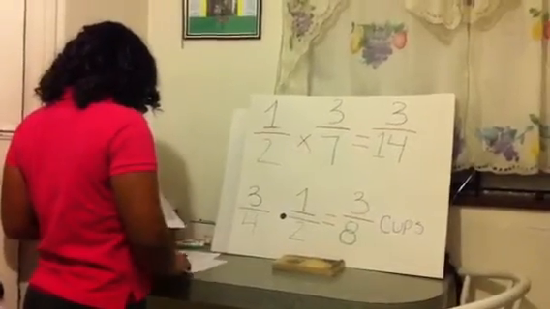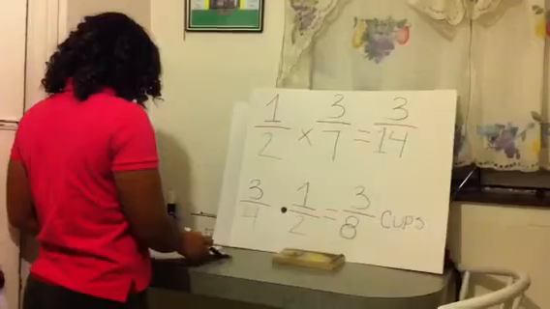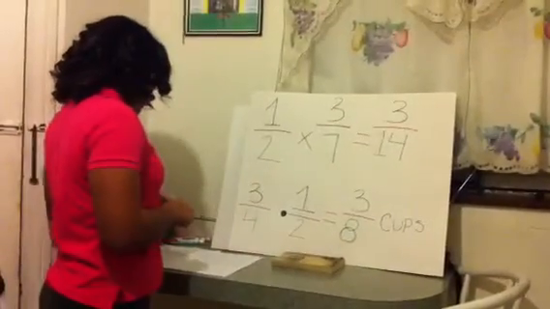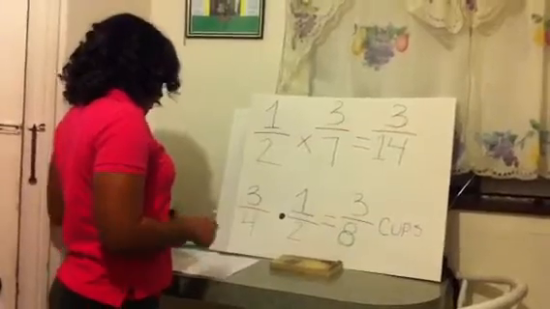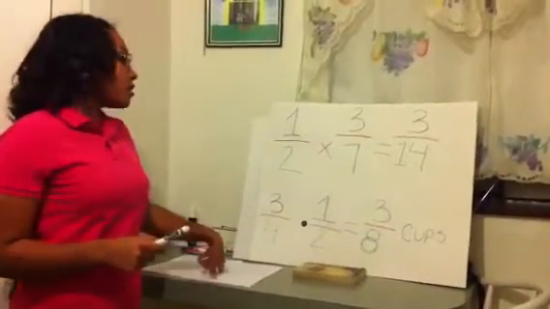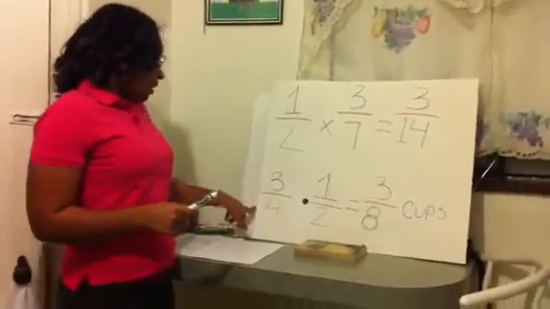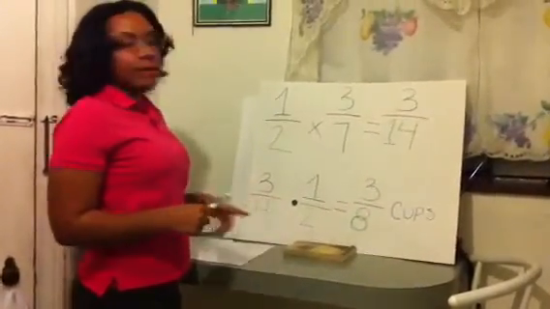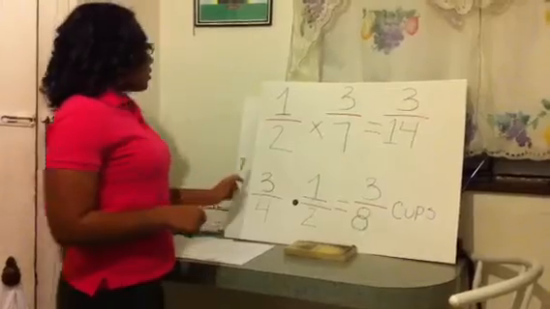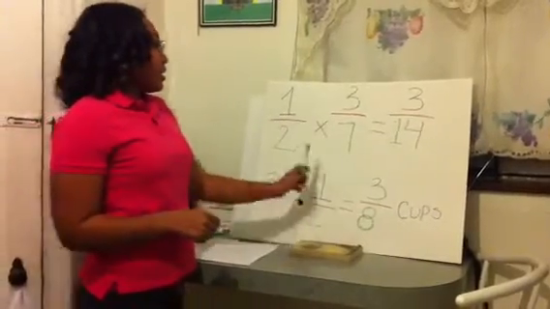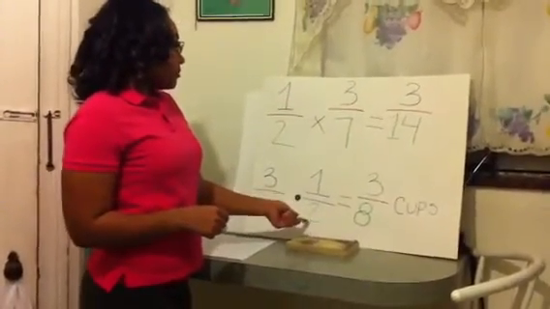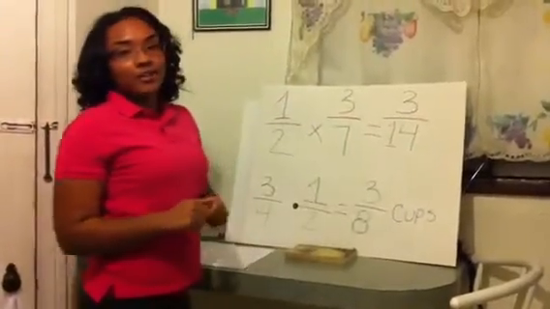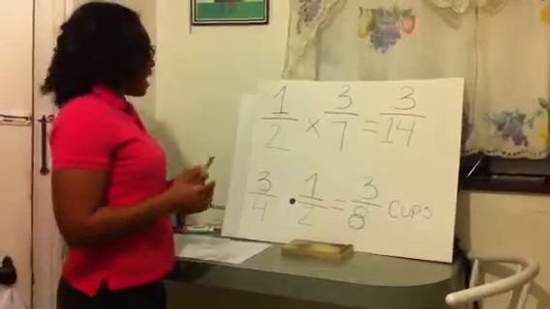If you have a word problem, the word problem is a recipe for chocolate chip cookies calls for 3/4 of chocolate chips. You are making half of the recipe. So, 3/4 of chocolate chips multiplied by half of the recipe, and you still multiply straight across. You use the same concept.